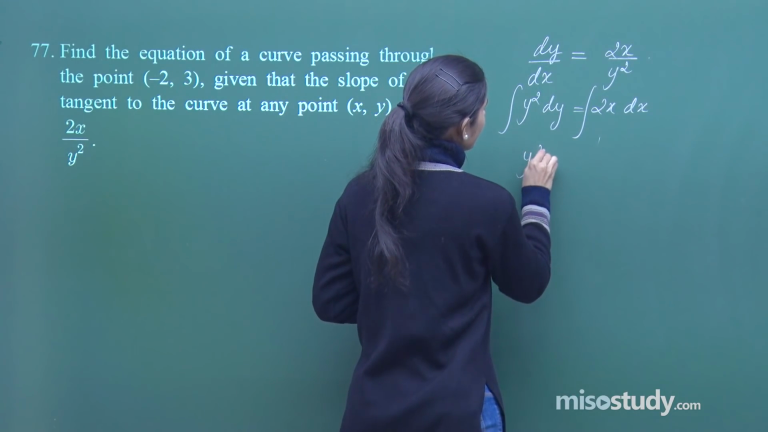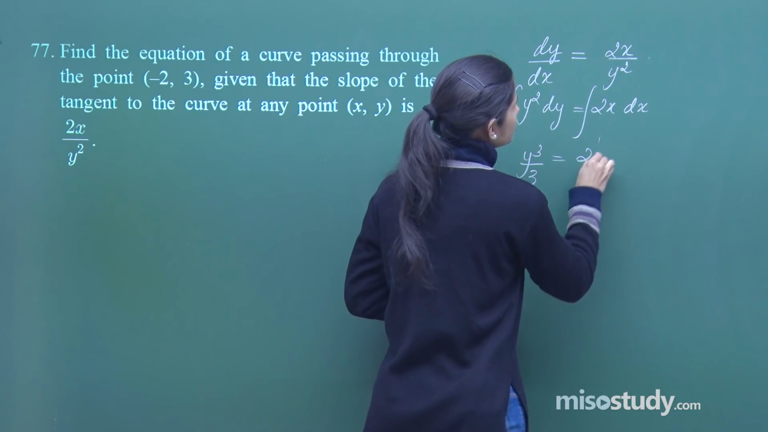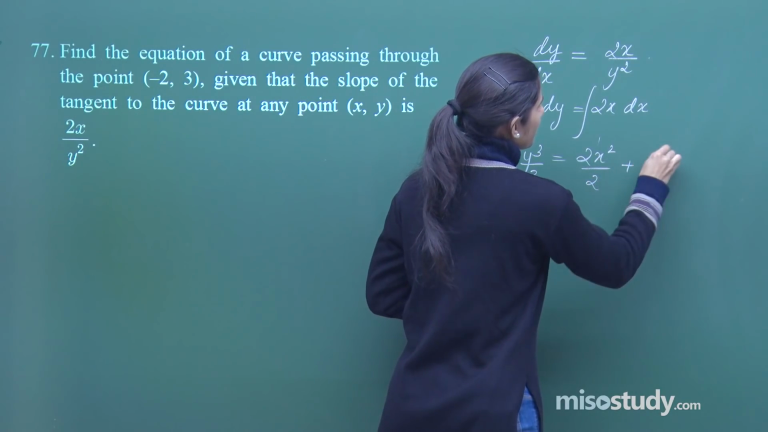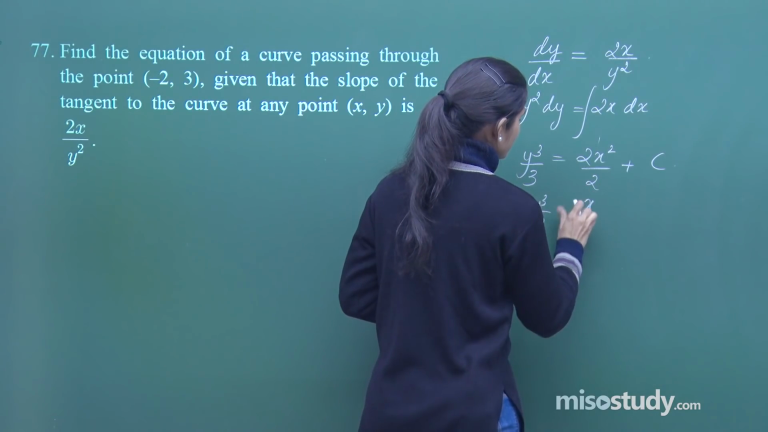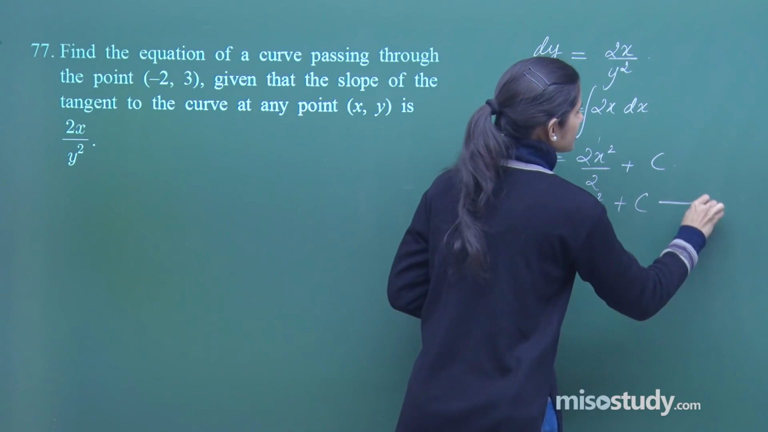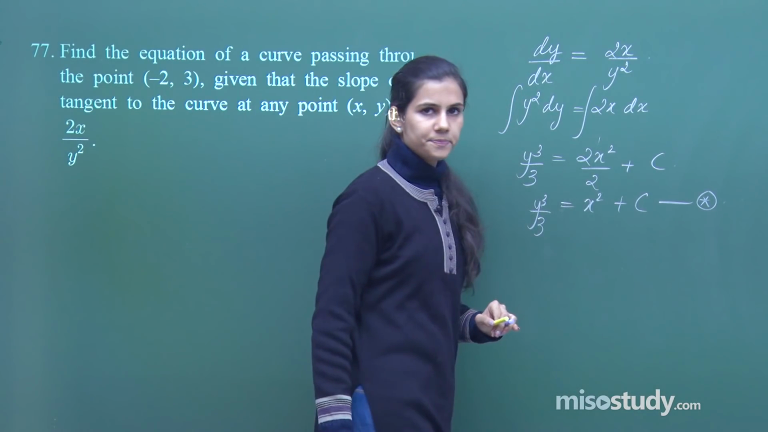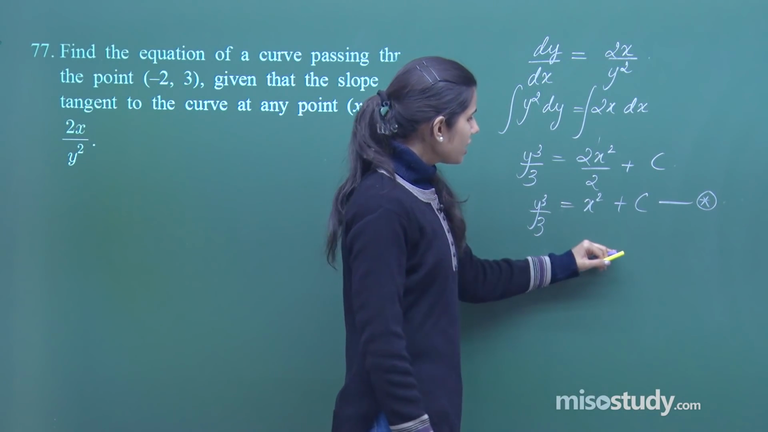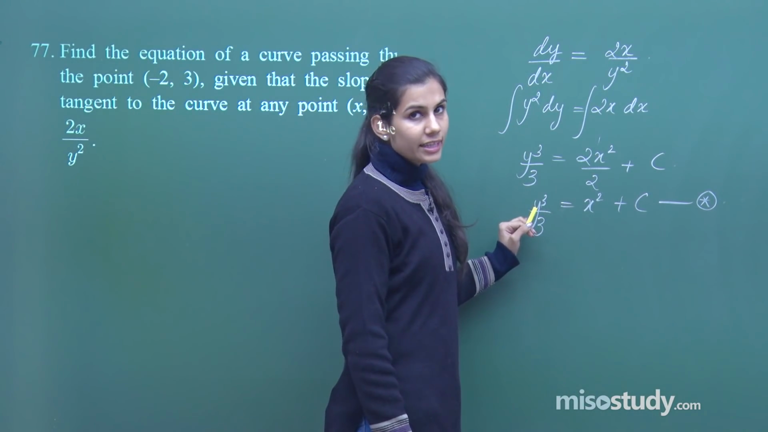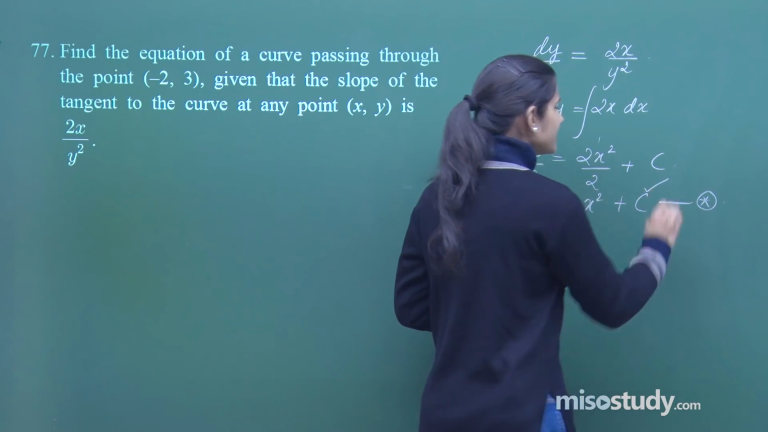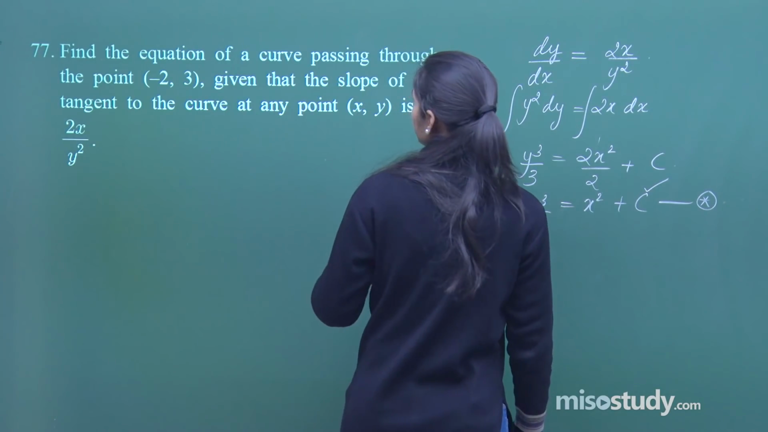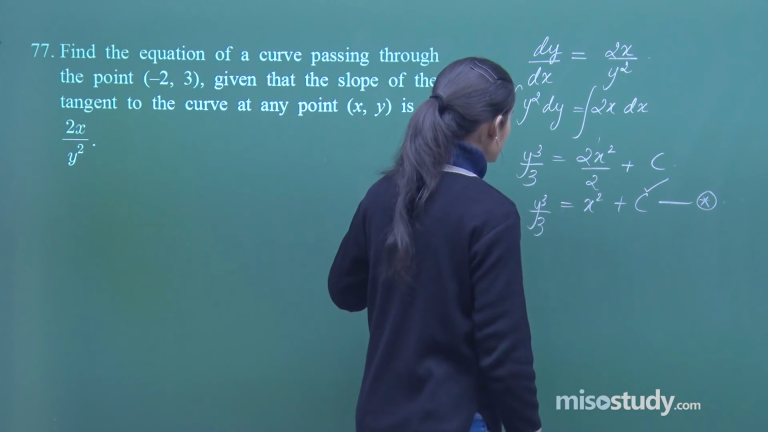So this gives me y cube by 3 equals 2x square by 2 plus c, which gives me y cube by 3 equals x square plus c. Okay. Once you have got this, you still haven't got the equation of the curve. I have to find the equation of the curve. What is unknown to me is this constant. But there is a fact given to me that the curve is passing through minus 2 comma 3.